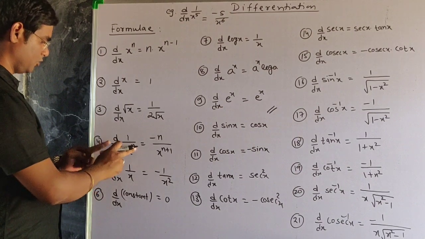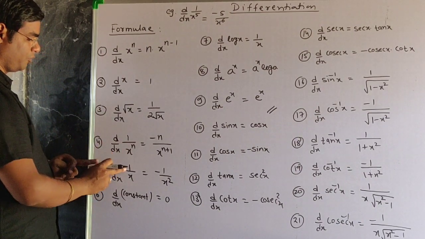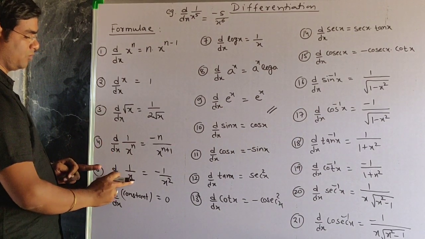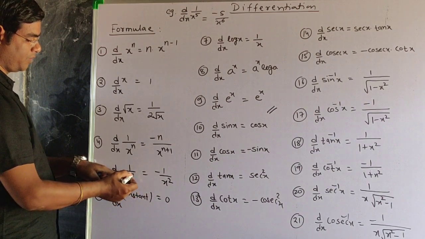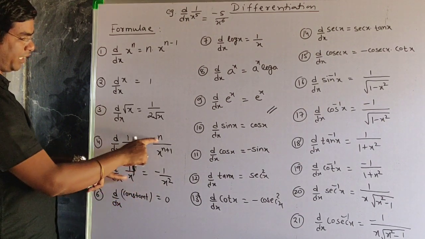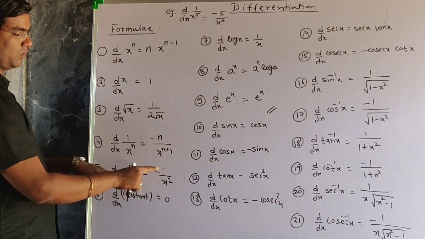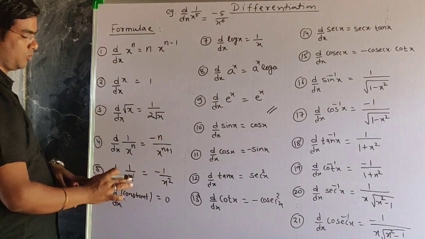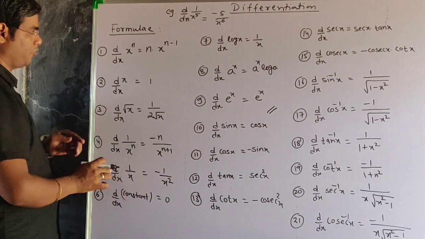Next formula is using this formula only. Derivative of 1 upon x is what? Minus 1 upon x square. Here the power is what? 1. So minus n means what? Minus 1 upon x raised to 1 plus 1 becomes what? 2. So these are the 5 algebraic formulae.